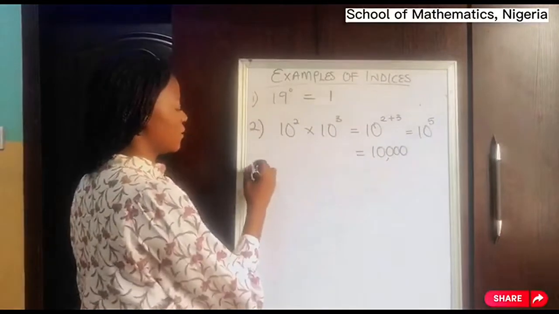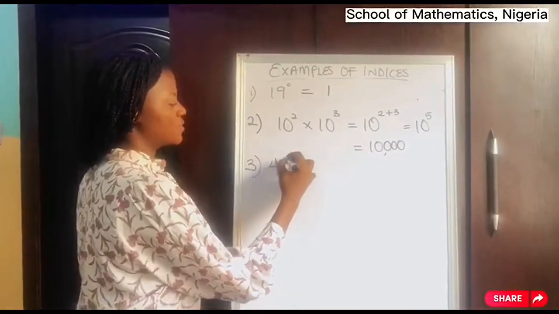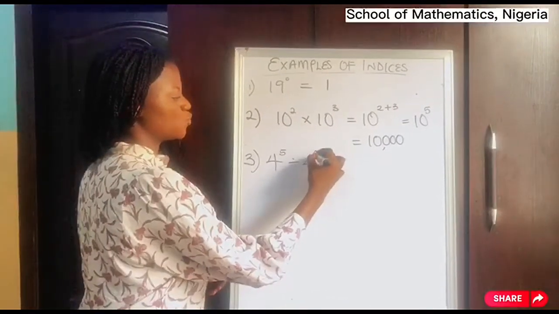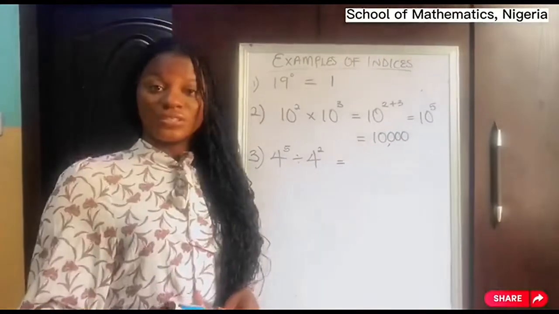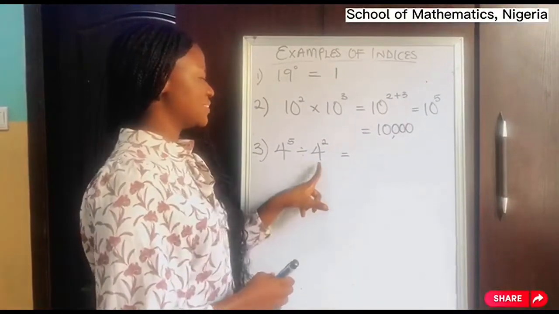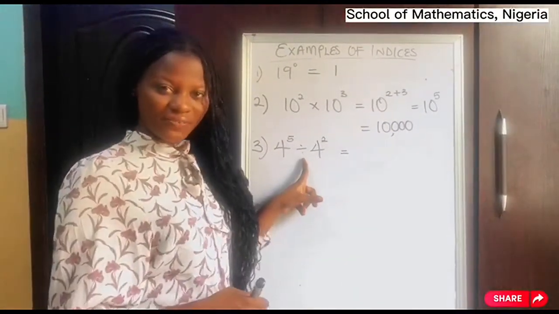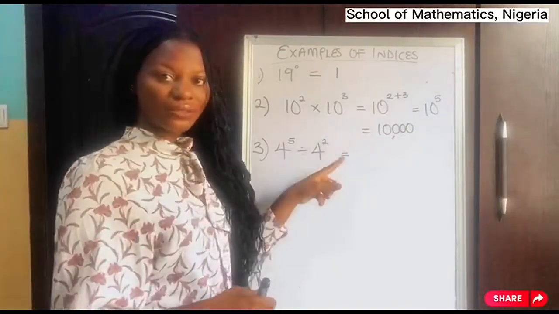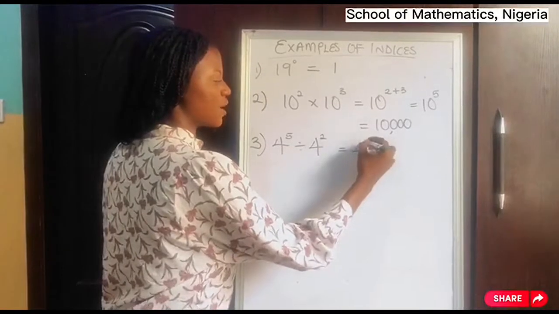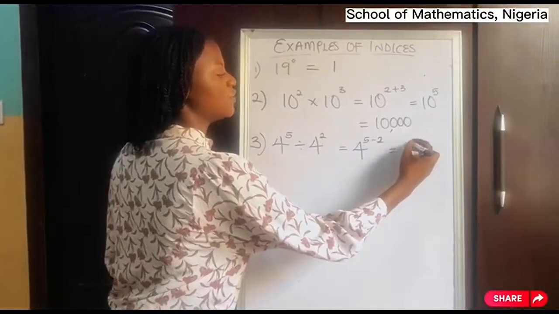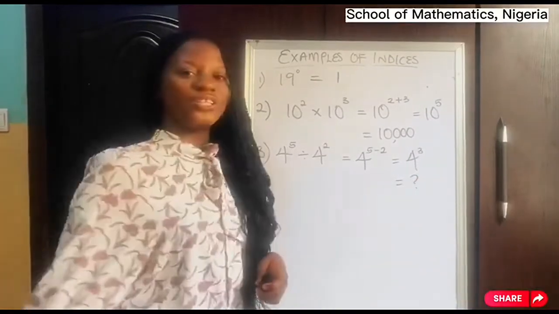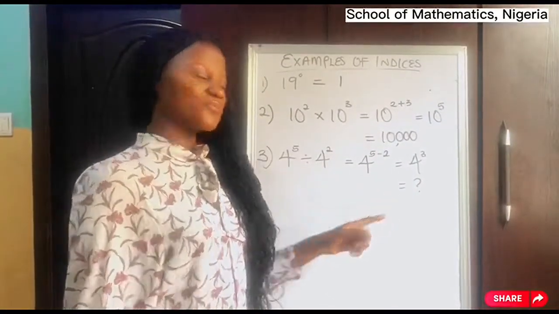So moving on, we have 4 raised to the power of 5 divided by 4 raised to the power of 2. What does the other law of indices say? It says that when the bases are the same and they are being divided, you have to subtract the powers. So you pick one of the bases and then you subtract its power. So here you have 4 raised to the power of 3. Whoever knows this should leave it in the comment section for us.